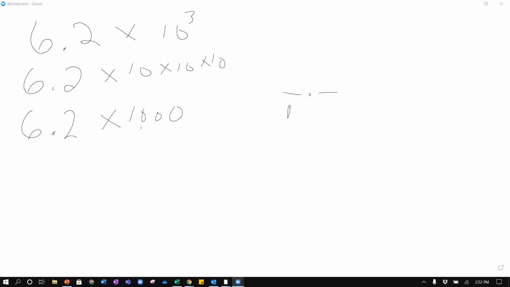This would be the ones place. This is over in the decimal. That's the 1/10 place. So we have 6 2/10 written here. We need to make those values 1,000 times larger. So I'm just going to put the decimal right here again.